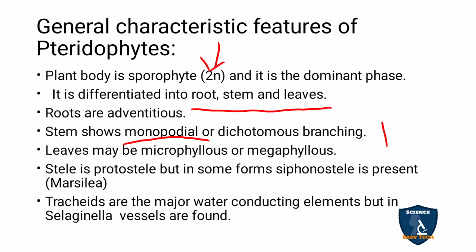Monopodial means a single branch, think of this as a stem, and from that only one branch arises and it goes on like this. But dichotomous means think of this as a branch, and from the branch you have two. So the main stem divides into two at the edge, and in the same way here also two. So dichotomous branching. Dichotomous always denotes two. Monopodial means single.